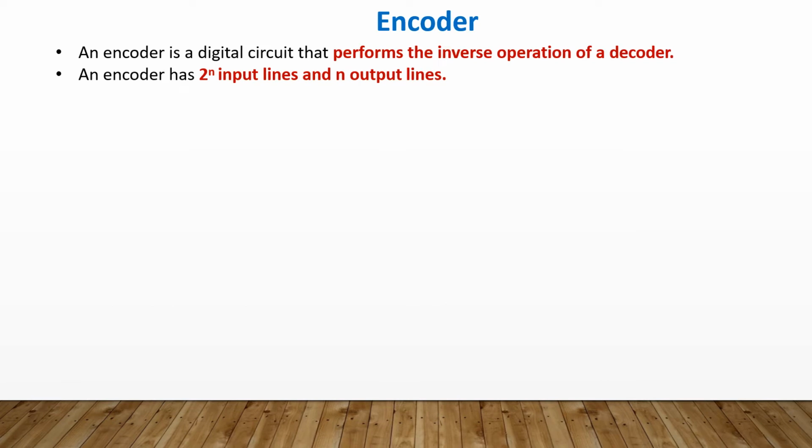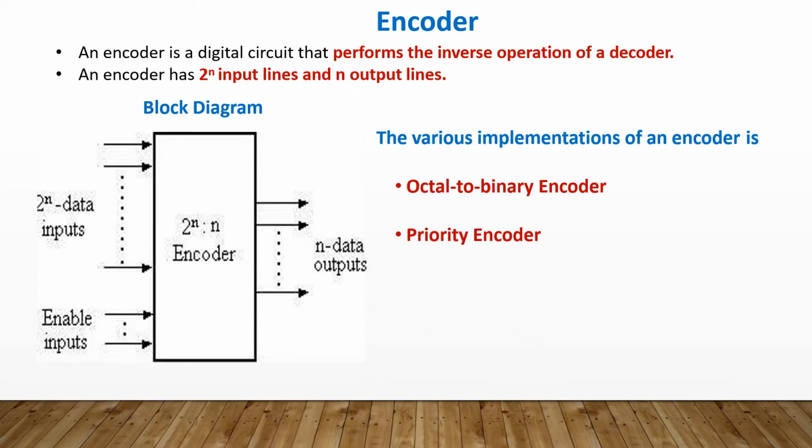Today we are going to discuss the encoder. What is an encoder? An encoder is a digital circuit which performs the inverse operation of a decoder. In the last video we discussed the decoder and its applications. The encoder has 2 power n input lines and n output lines, and it has enable inputs too.